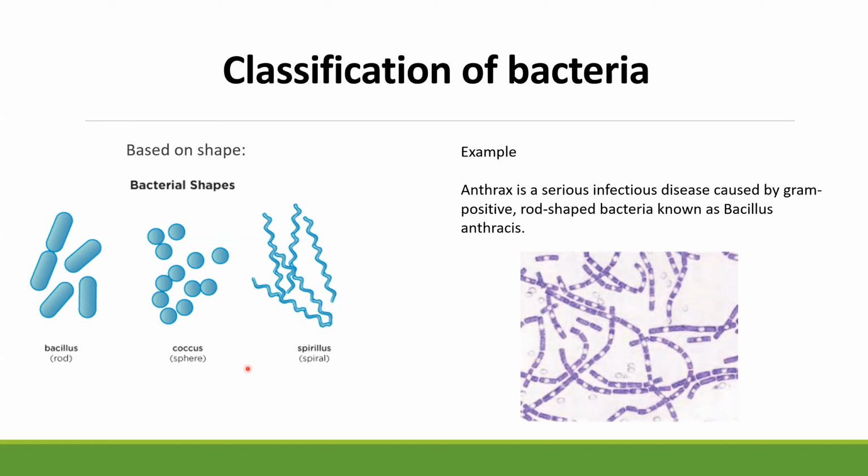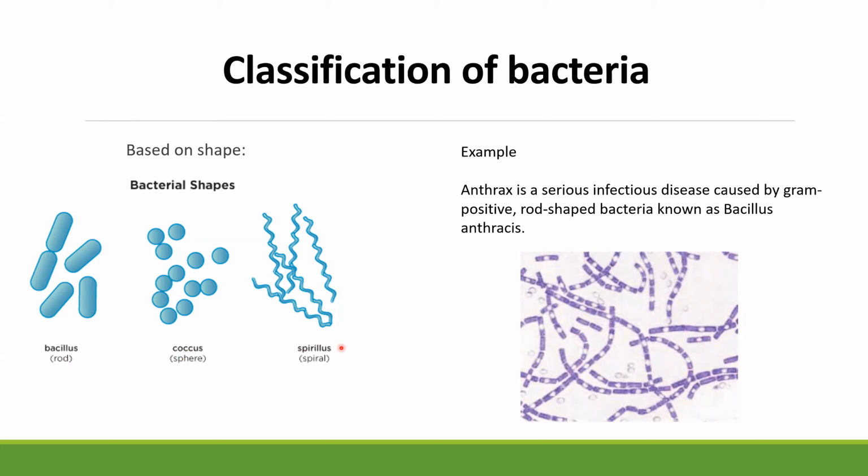And there are certain ways we can classify bacteria. One of the ways we can classify bacteria is based on shape. So bacteria come in 3 different shapes. So you have a rod-like shaped bacteria that we refer to as bacillus. We have the sphere-shaped bacteria, which we refer to as coccus. And we have a spiral-shaped bacteria, which I actually refer to as spirillum, or spirillus is what it's shown here.